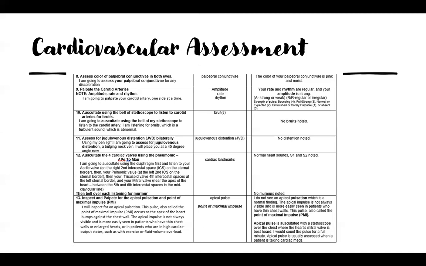If absent, that will be 0. If it's diminished or barely palpable, that will be a 1. If it is normal, it's going to be a 2. And if it's full and strong, it will be 3. And if it's bounding, as in the case of fluid volume overload, that will be a 4. We will also auscultate, listening with the bell of our stethoscope to each of the carotid arteries. We're listening for bruits. Remember, a bruit is a loud, whooshing, turbulent sound, and this is an abnormal finding.